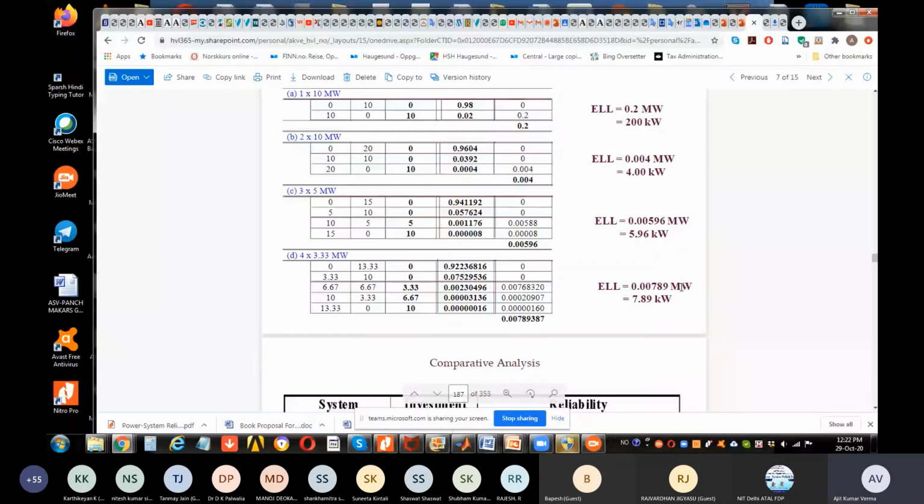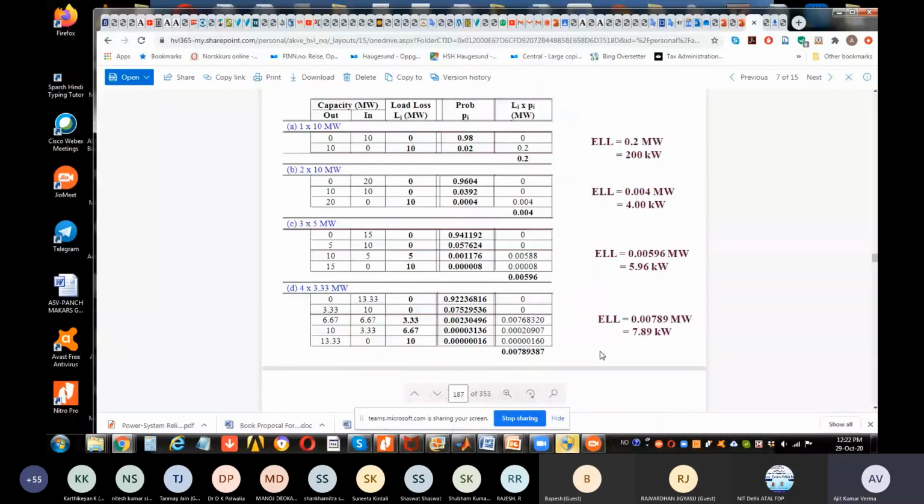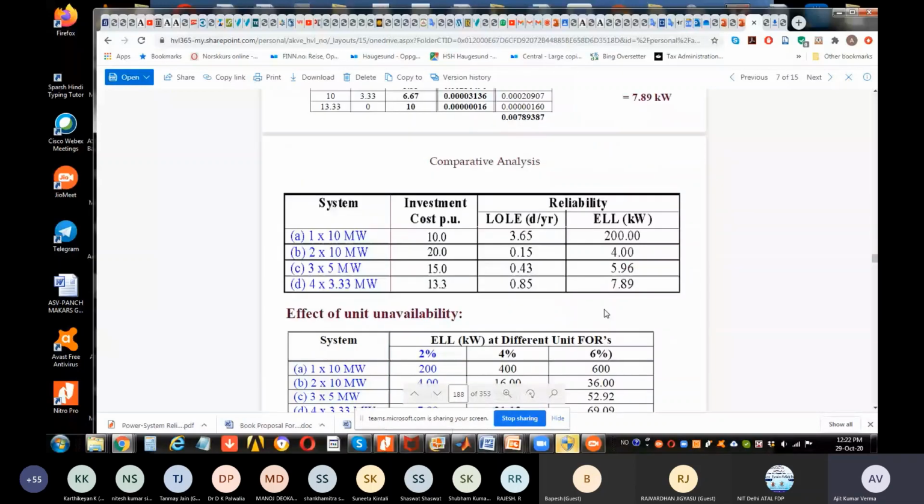So for the various cases, we know the LOLP, LOLE, and we know the expected load loss as well. So the comparative analysis, okay? You can see 1 into 10, let's say the investment cost is 10. 2 into 10 megawatt, so per unit of 10 megawatt investment cost, let's say this was 10, and therefore relative cost is 20. Here the relative cost, let's say, is 15, let's say the cost per megawatt is 5, and therefore cost per megawatt is 1, so of generation, let's say 10, let's say 20 here, and therefore 15 and 13.3.